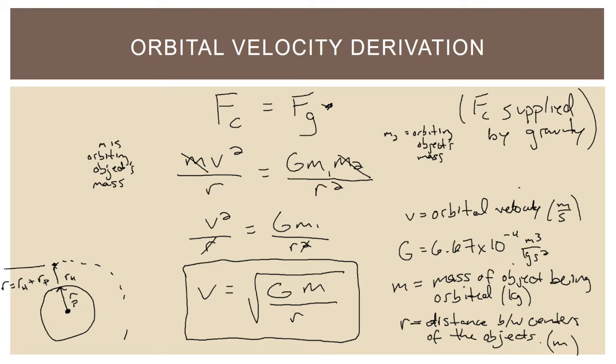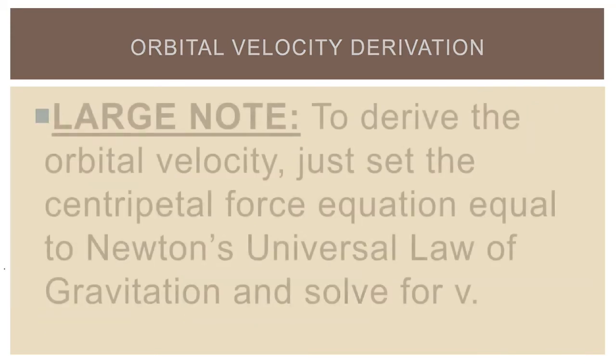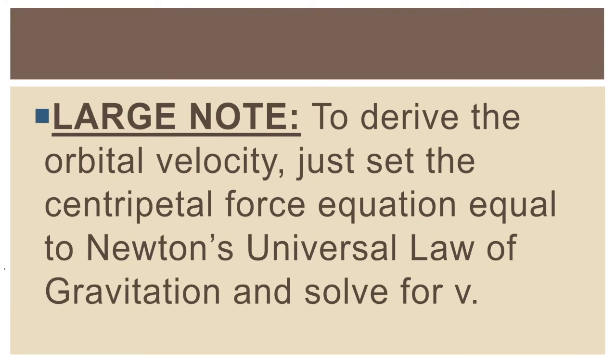Okay, now, as I mentioned, they've asked you to derive this on an AP test before, and orbital motion questions are totally fair game as far as the AP test is concerned. So, very large note here: to derive the orbital velocity, or anything else related to orbits really, you just set the centripetal force equation equal to Newton's universal law of gravitation, and you solve it for v. Take a second to pause this video here and write that down, and when you hit play, we'll really take a moment to analyze this equation.